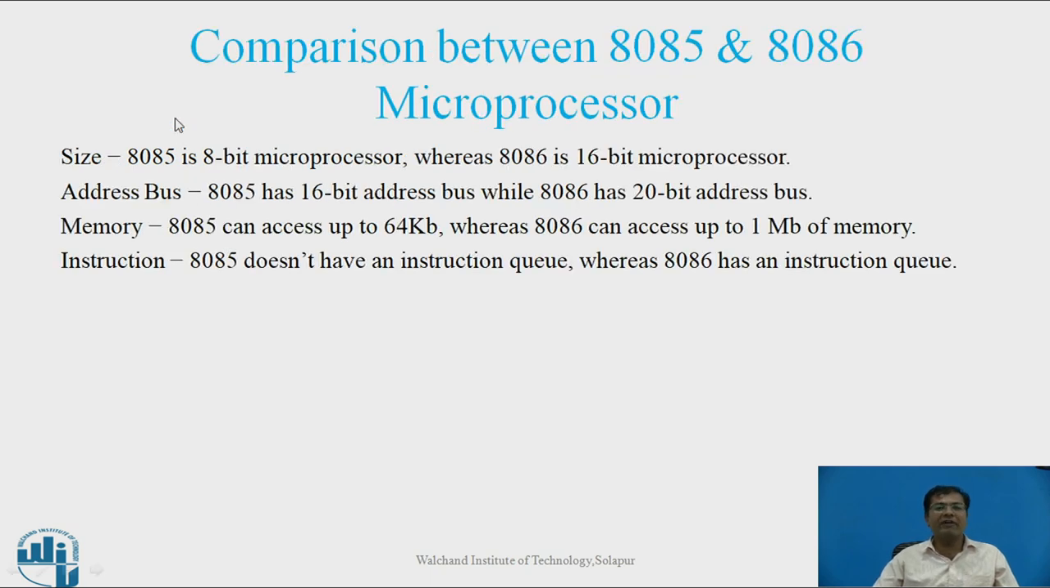So the differences between 8085 and 8086 are like this. In terms of size, 8085 is an 8-bit microprocessor, whereas 8086 is a 16-bit microprocessor. 8085 operates on 8-bit data, 8086 operates on 16-bit data. Regarding address bus, 8085 has a 16-bit address bus, while 8086 has 20 address lines. Coming to memory, 8085 can access up to 64 kilobytes, whereas 8086 can access up to 1 MB of memory. Coming to instruction queue, 8085 doesn't have one, whereas 8086 has an instruction queue which supports 6 bytes.